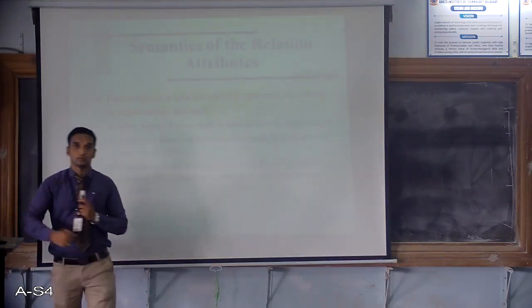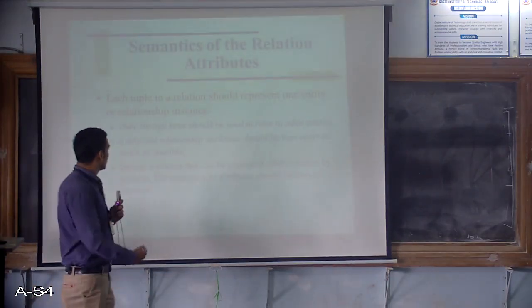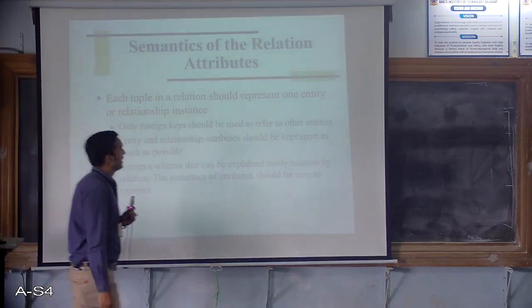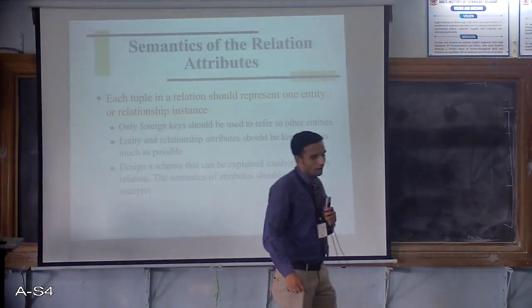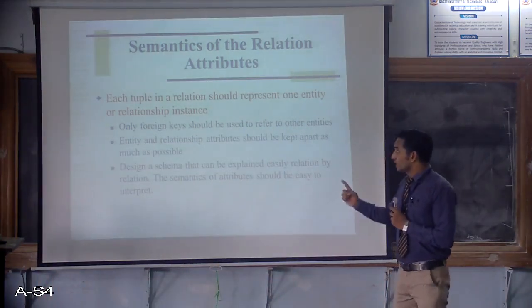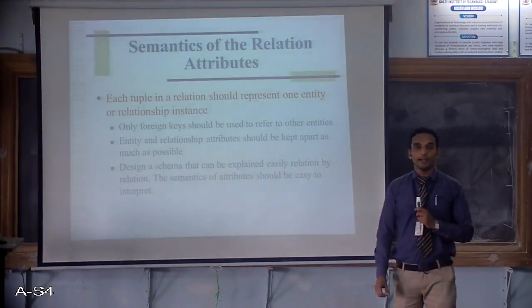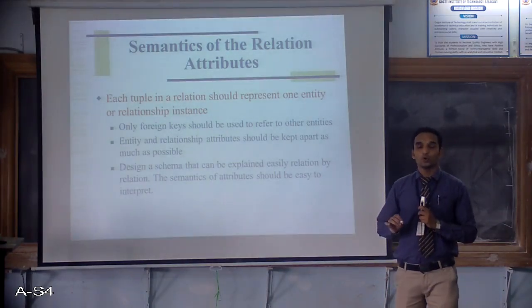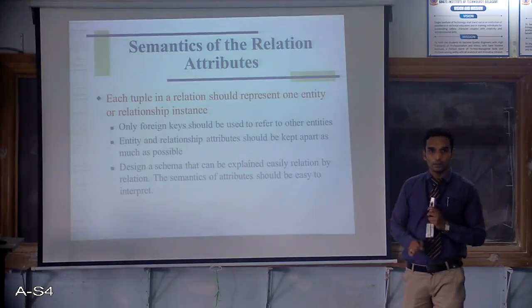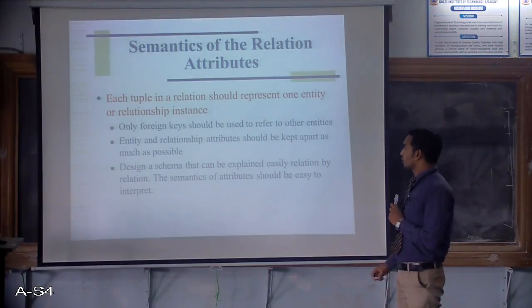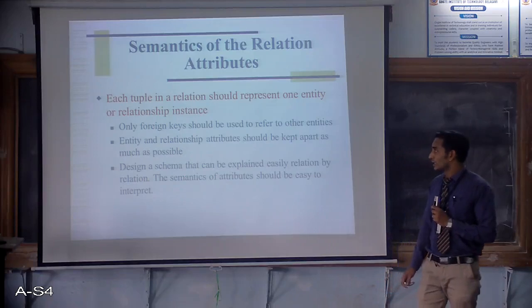Okay, because writing it may take more time for me. So let's understand. The first one is semantics of attributes. Now what I mean by this, if you look at this, each tuple in a relation should be represented by one entity. There should not be more than one entity in the attribute. Only foreign keys should be used to refer other entities.